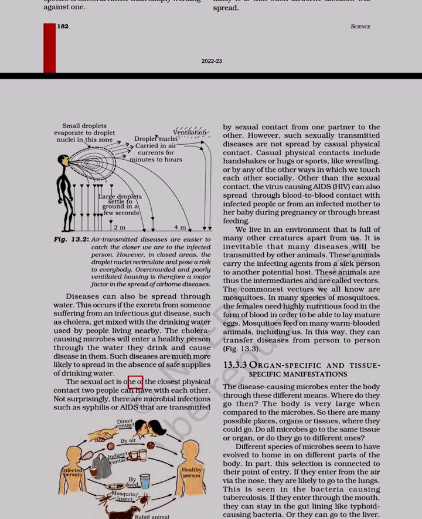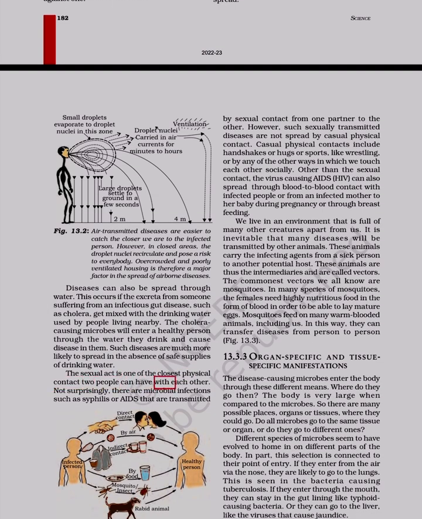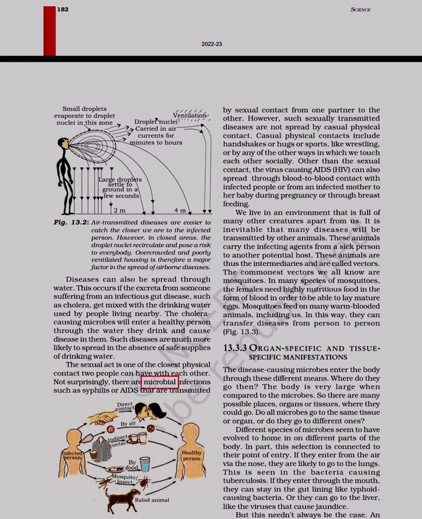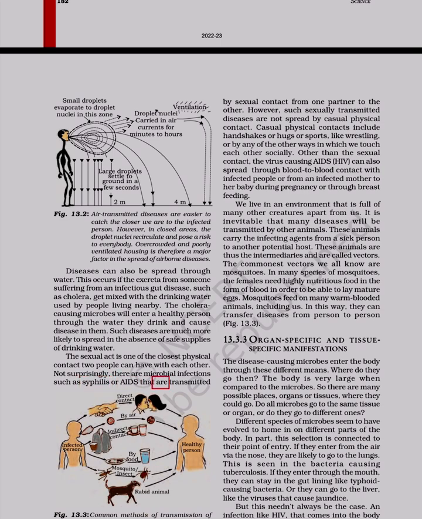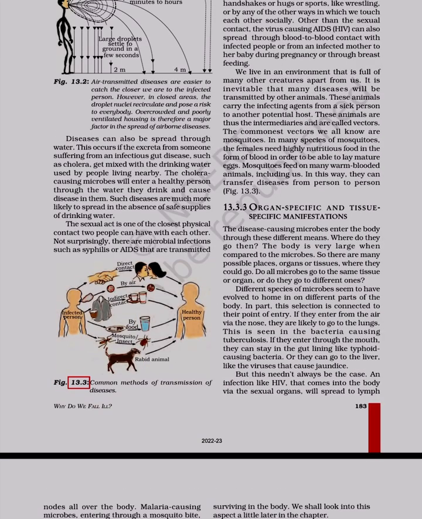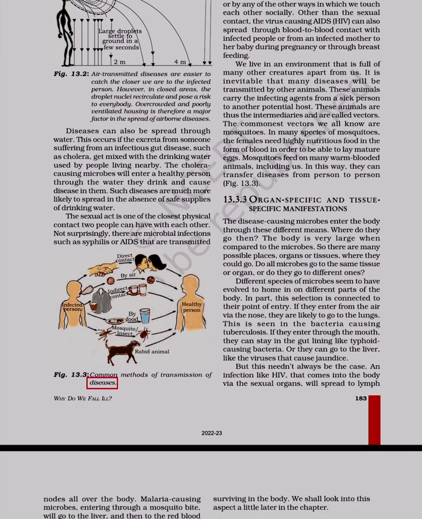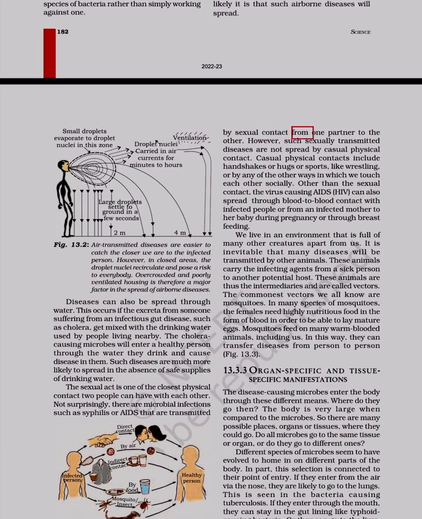The sexual act is one of the closest physical contacts two people can have with each other. Not surprisingly, there are microbial infections such as syphilis or AIDS that are transmitted by sexual contact from one partner to the other. Figure 13.3. Common methods of transmission of diseases. However, such sexually transmitted diseases are not spread by casual physical contact.